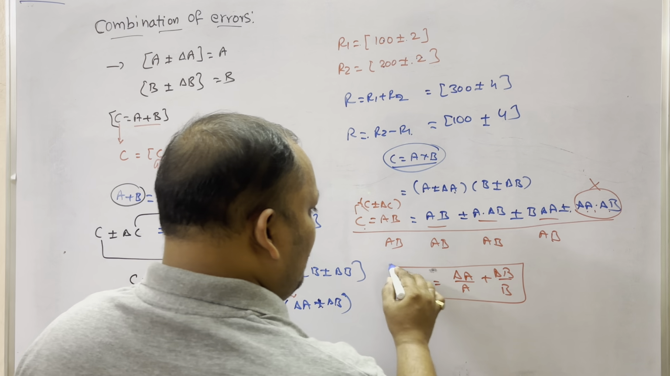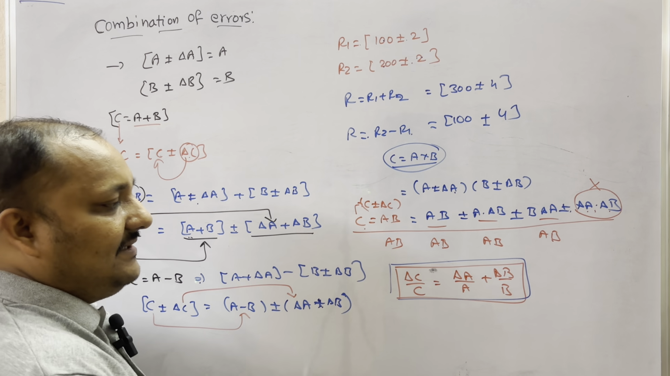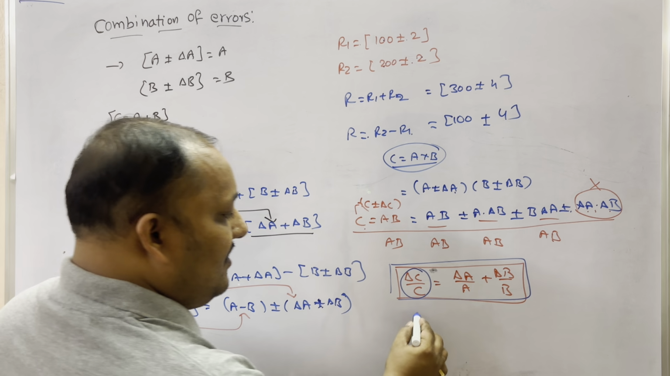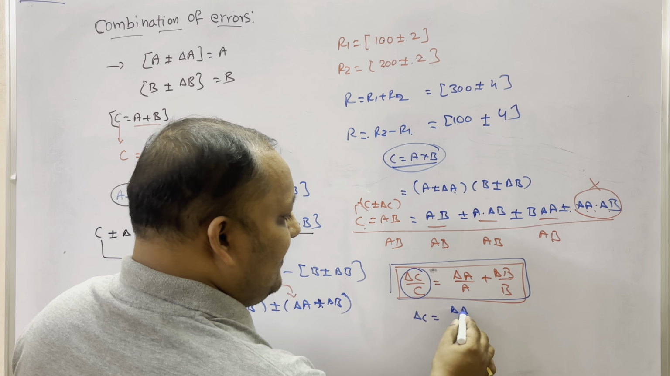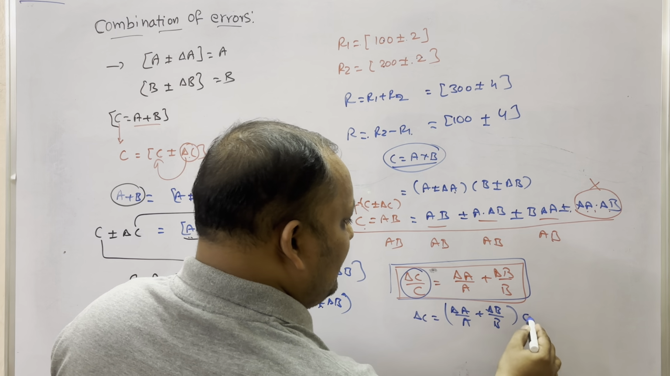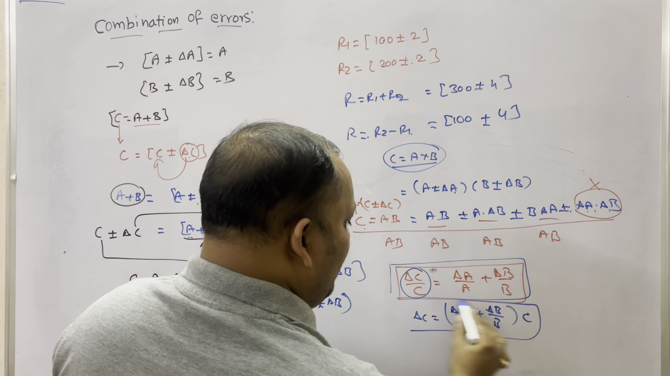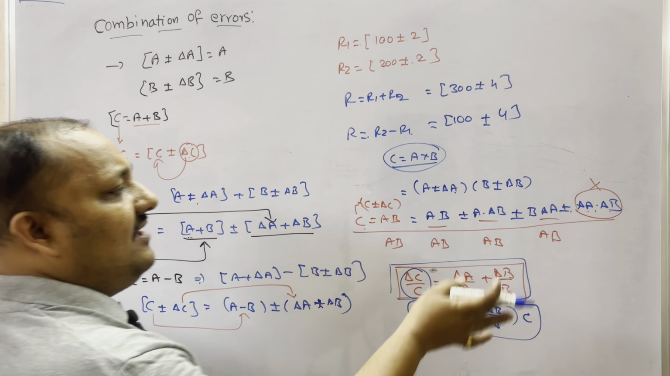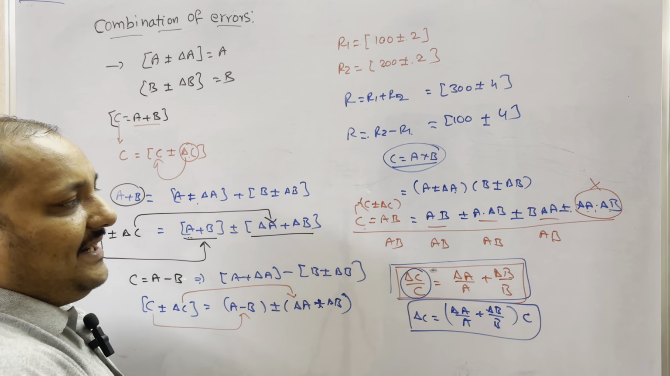Therefore, if you cancel all those, delta C by C is the relative error in C. So what is delta C? Delta A by A plus delta B by B, into C. This into C you should not forget. This is for multiplication, and for division you are going to get the same thing.